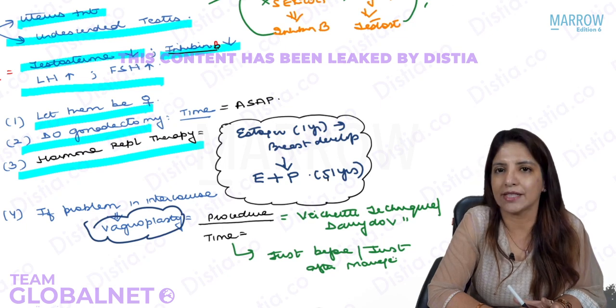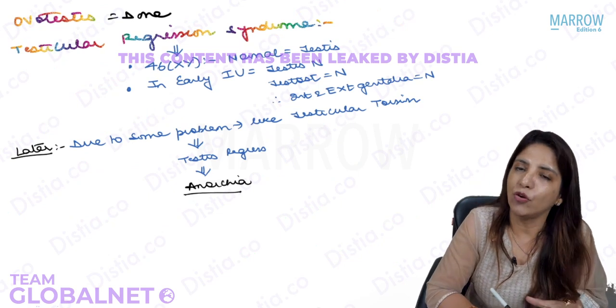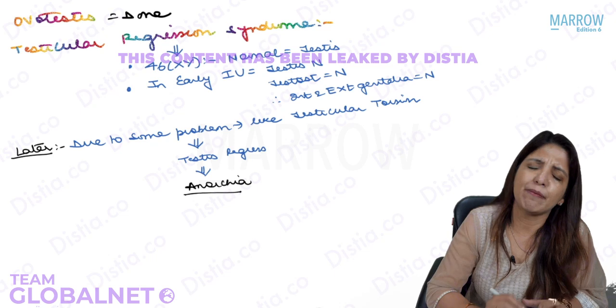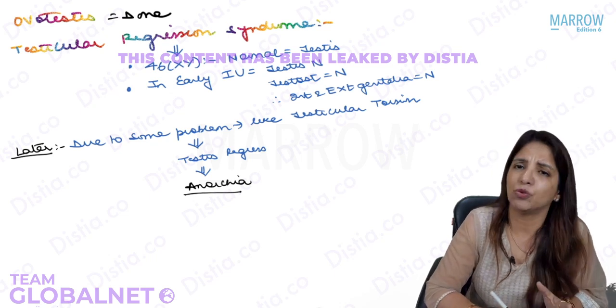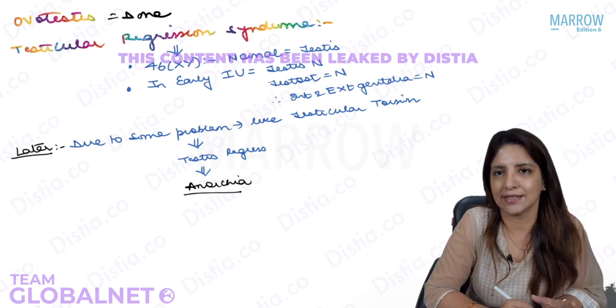Have you understood 46XY DSD with Swyer's syndrome? Okay. Now, ovotestes, that is another type of DSD, and everything about ovotestes I've done with you earlier. The most common karyotype of ovotestes is 46XX.